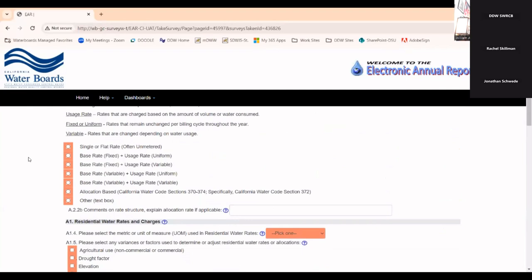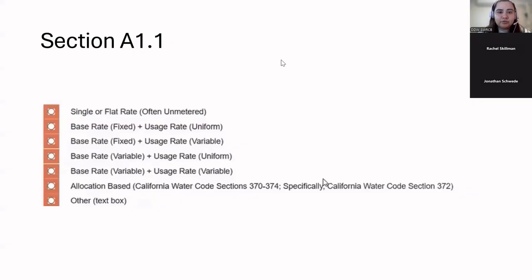Okay, folks, I am pausing this here because, like I had mentioned, Rachel was going to be presenting us with some slides that hopefully better explain the table for the rate structures.